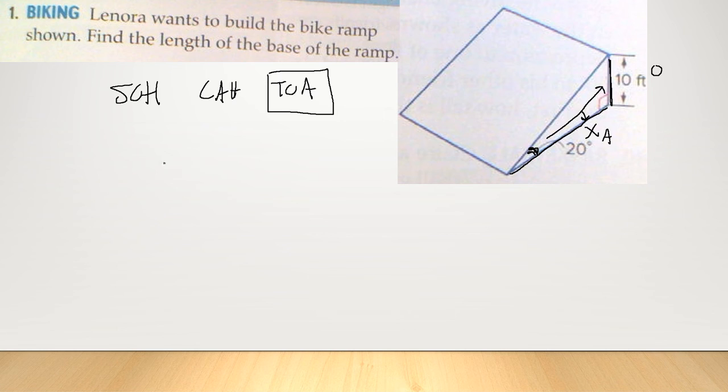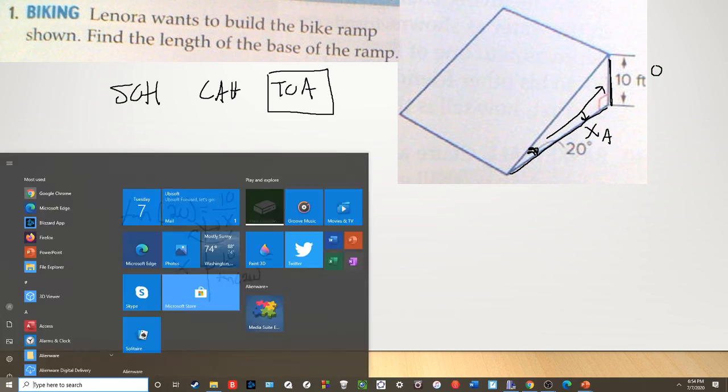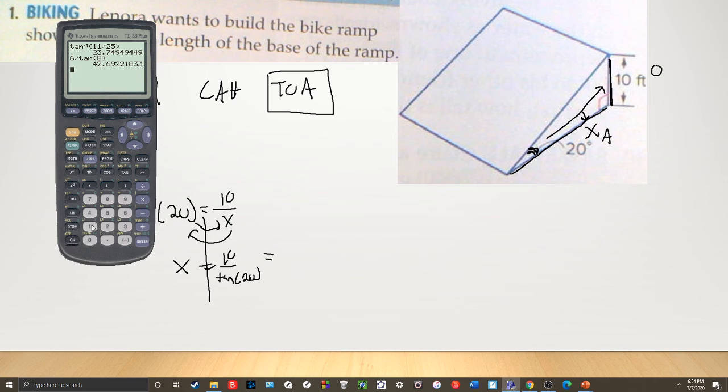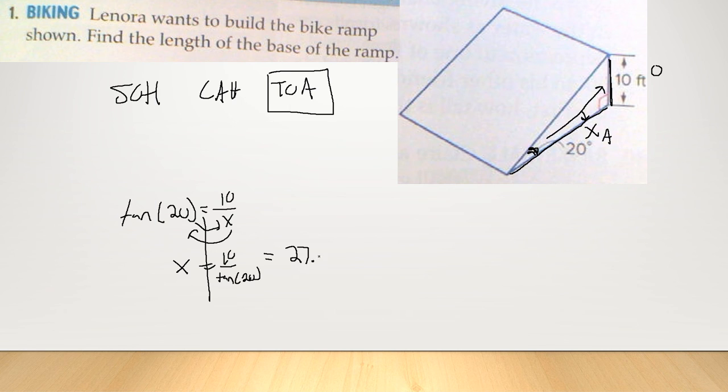So in this case, we'd have tangent of theta, which is 20, tangent of our angle, is equal to opposite over adjacent. And then once again, our variable's on the bottom, so we switch x over here: x equals 10 over tan of 20. And so we're going to go ahead and calculate that out. 10 divided by tan of 20 gives 27.5 essentially. The base has to be 27.5 feet long if you want to have a 20-degree angle of elevation and a 10-foot height.